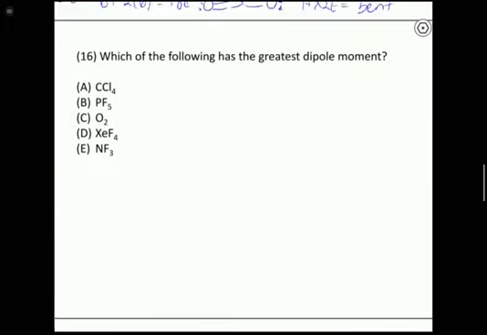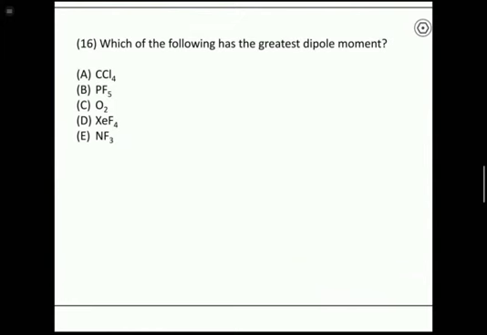Okay, so question 16 is a very related topic, which is which of the following has the greatest dipole moment. So if we're trying to decide if something has a dipole moment at all, it needs to be a polar molecule. So for a molecule to be polar, there have to be 2 things that are true. It has to have polar bonds, which means it has to have bonds where there's an electronegativity difference between the atoms. But also we have to take into account the shape.